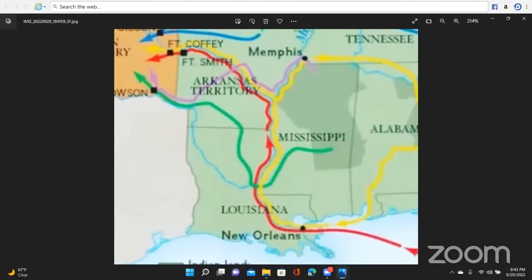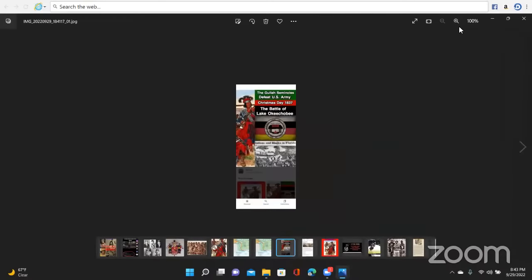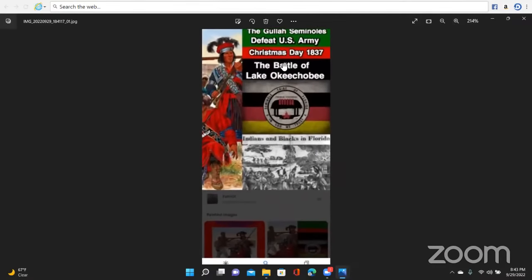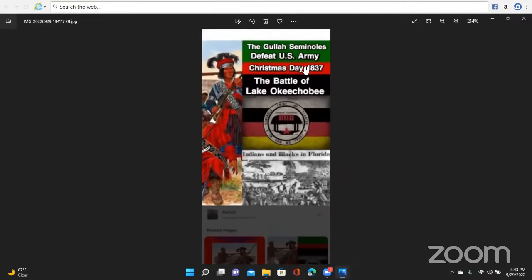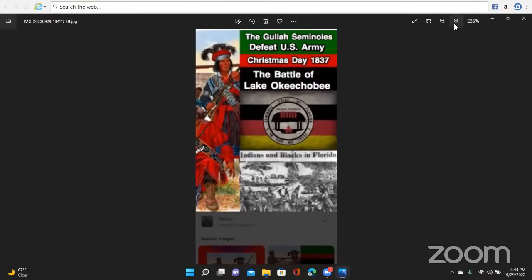Okay, that's the map we went over earlier. Now what does this say? The goal of Seminole: defeat U.S. Army. Christmas Day, 1837, the Battle of Lake Okeechobee. That was one of the most definitive battles to curb the people being taken as prisoners of war and used as servants. That they called the slave system, which we're gonna get to in a minute, because we need to find out what they really was doing with this emancipation. Okay, let's go on to the next one.